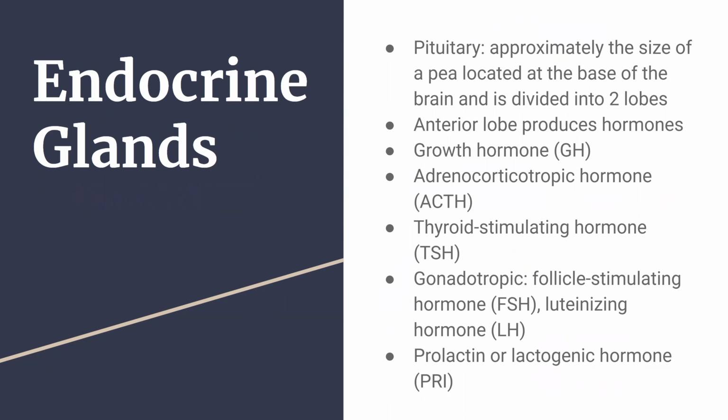The pituitary gland is approximately the size of a pea, and it's located at the base of the brain and is divided into two lobes. You have the anterior lobe, which produces hormones. You have the growth hormone, or GH, and the adrenocorticotropic hormone, or ACTH. Now, further down, you have the thyroid stimulating hormone, TSH. You have the gonadotropic follicle stimulating hormone, FSH, and the luteinizing hormone, or LH. And you have the prolactin or lactogenic hormone, PRL.